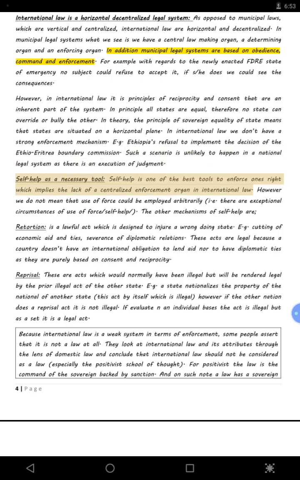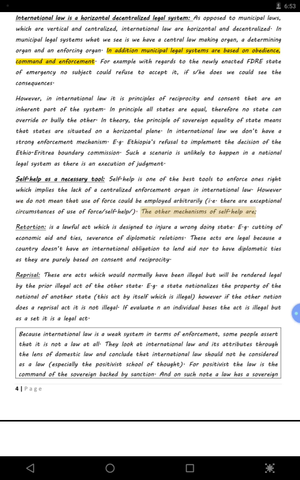Self-help is a necessary tool. Self-help is one of the best tools to enforce one's right, which implies the lack of a centralized enforcement organ in international law. However, we do not mean that use of force could be employed arbitrarily, i.e., there are exceptional circumstances of use of force.